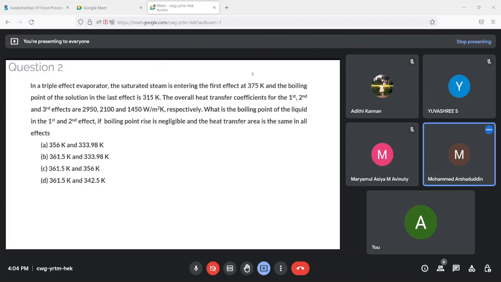So we'll deal with each sentence one by one. So what is a triple effect evaporator? Any clue what a triple effect evaporator is and how it is different from the figure that I showed you earlier?